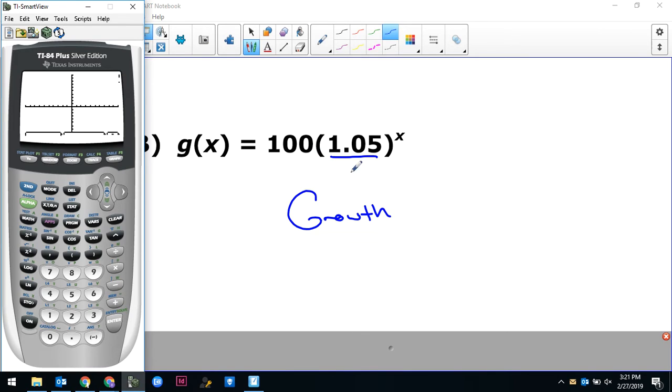Uh-oh, I'm not seeing anything. What does that mean? It's probably, oh, look, 100. That must mean something. I'm going to zoom. Let's try zoom fitting. That might help. Zoom fit. See if that does something good.